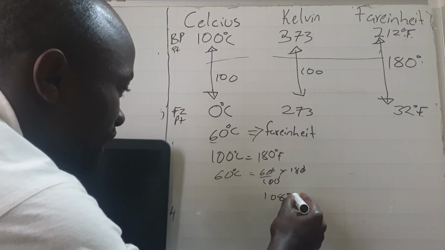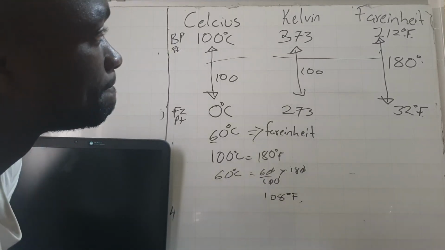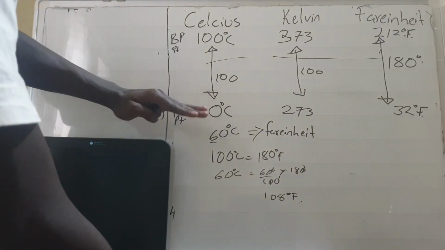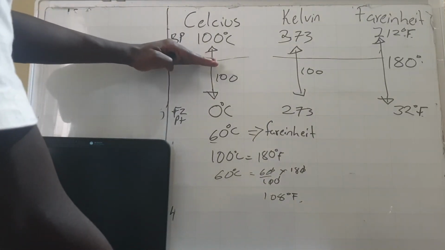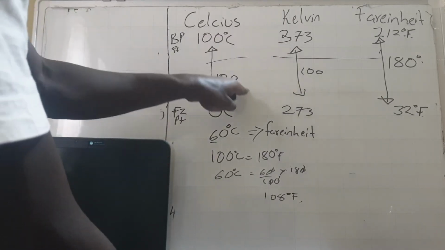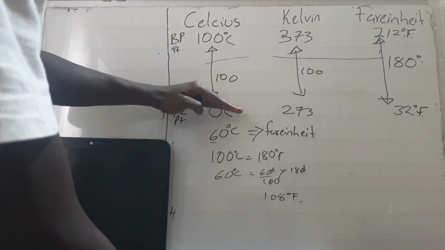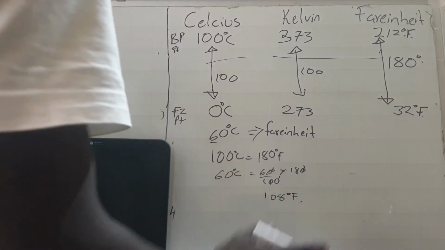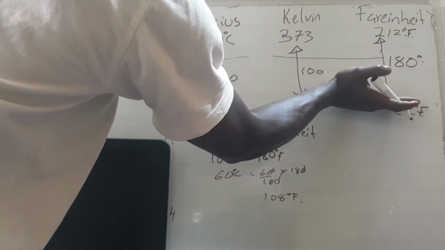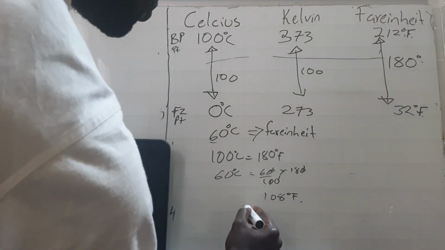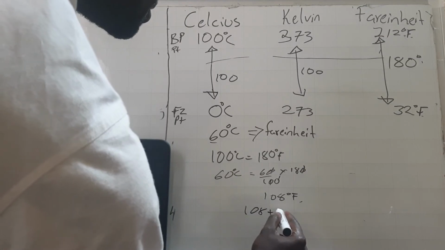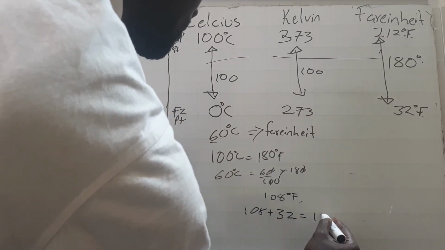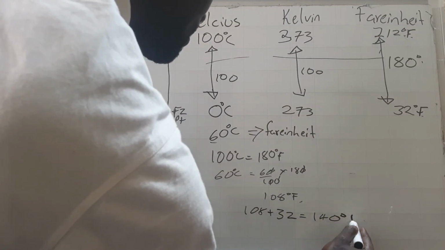108 degrees Fahrenheit. But this is not the answer, because 60 was starting from the freezing point of water, going up. Then you have converted using the scale and found that from here going up to here on the Fahrenheit scale is 108. So you need to add 108 to the freezing point, which is 32. So it's 108 plus 32. You get 140 degrees Fahrenheit.